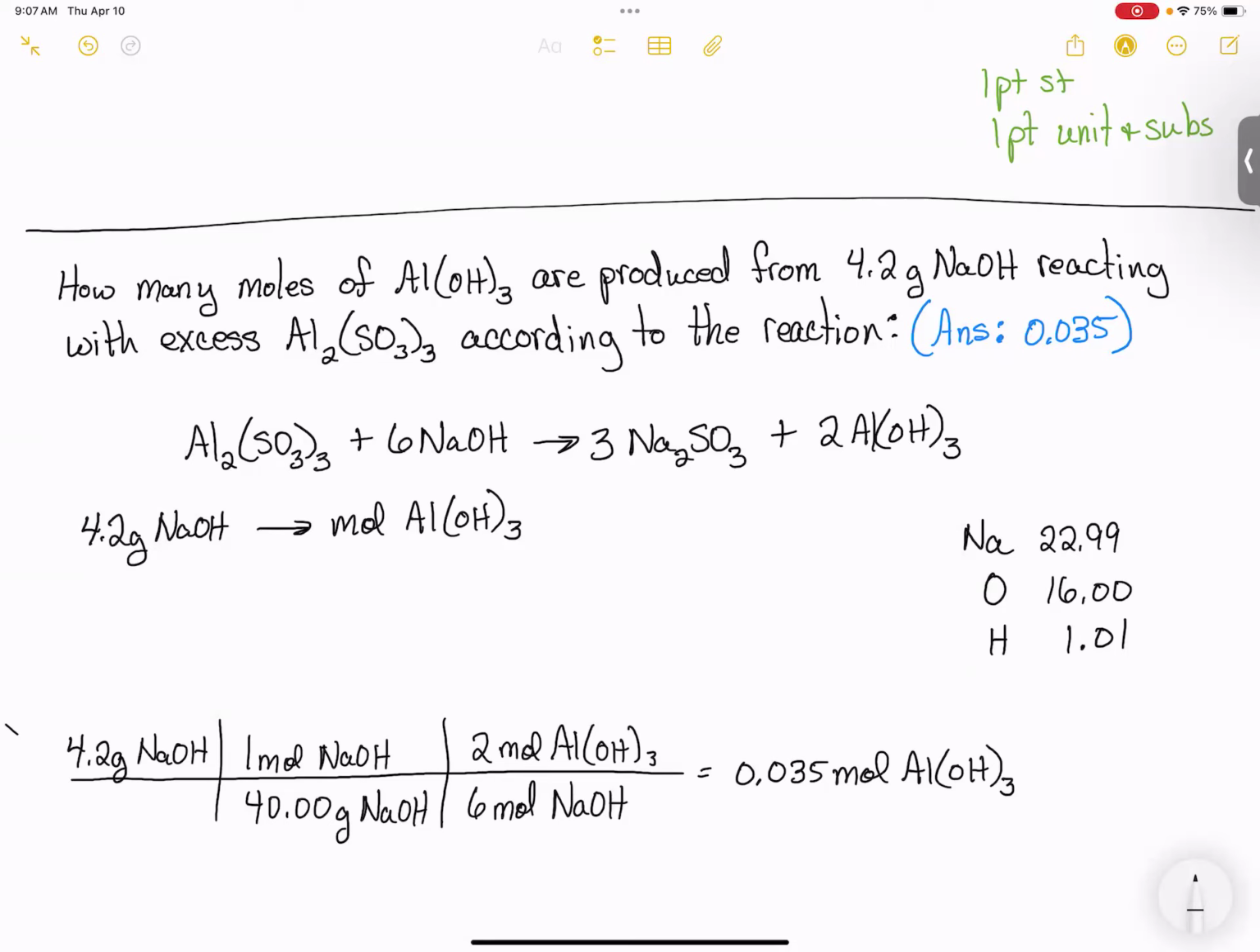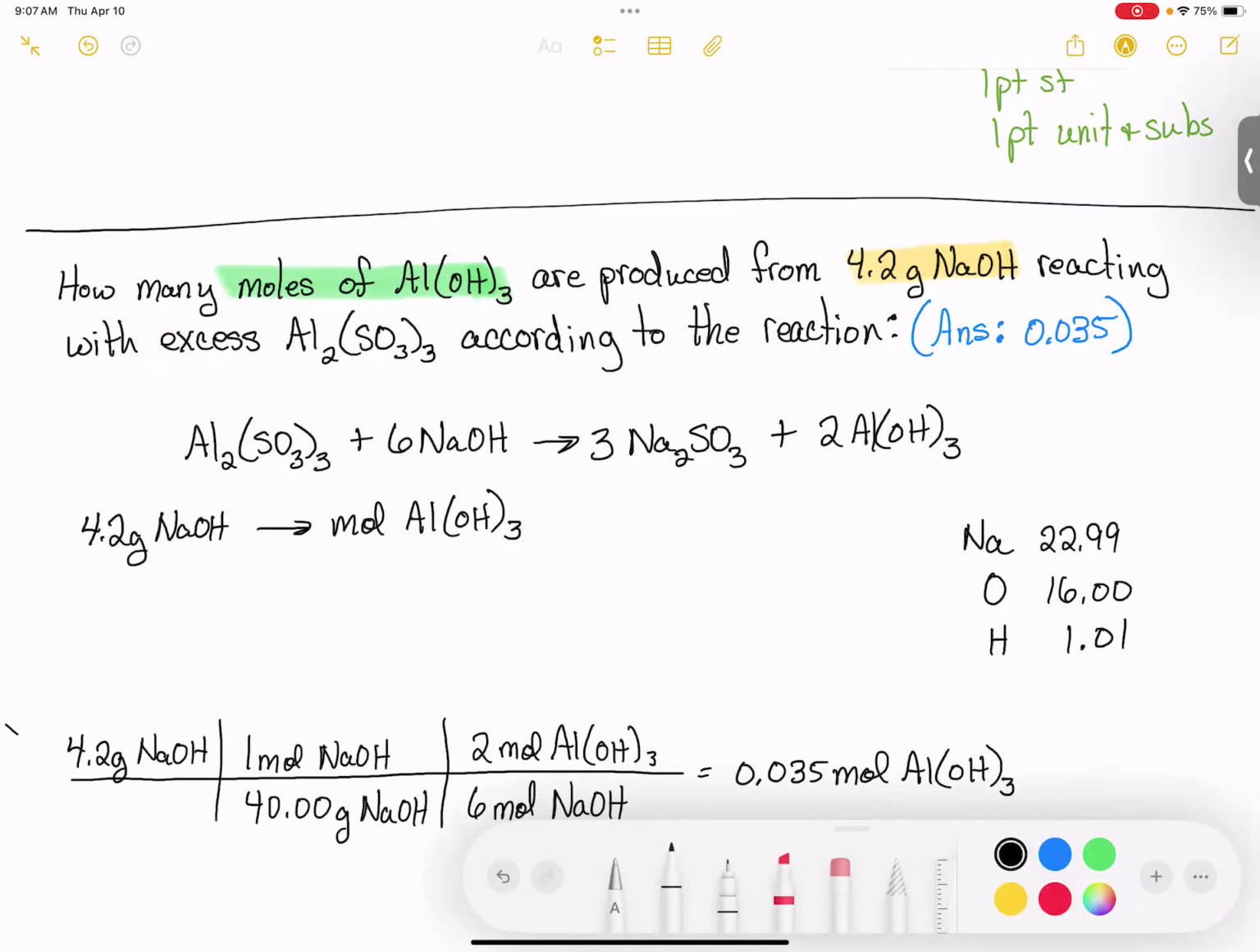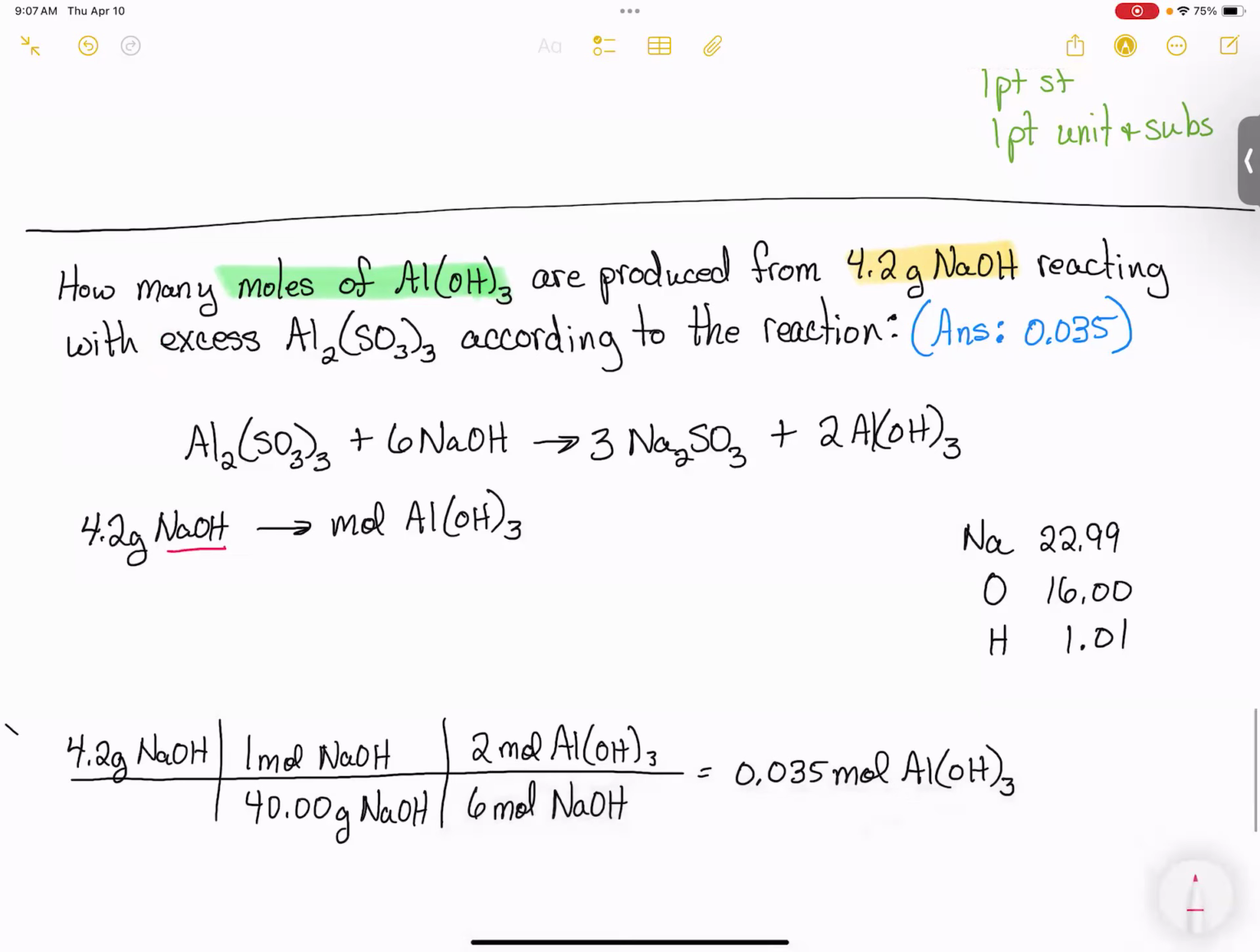Okay, let's look at the answer and the process and all that jazz. So I identified what I was starting with. I was starting with the 4.2 grams of NaOH. I identified what I wanted to solve for. I wanted to solve for moles of aluminum hydroxide. After I wrote that down, I then started breaking it down. I noticed that my starting substances were different, so that told me I was going to need the mole to mole ratio.